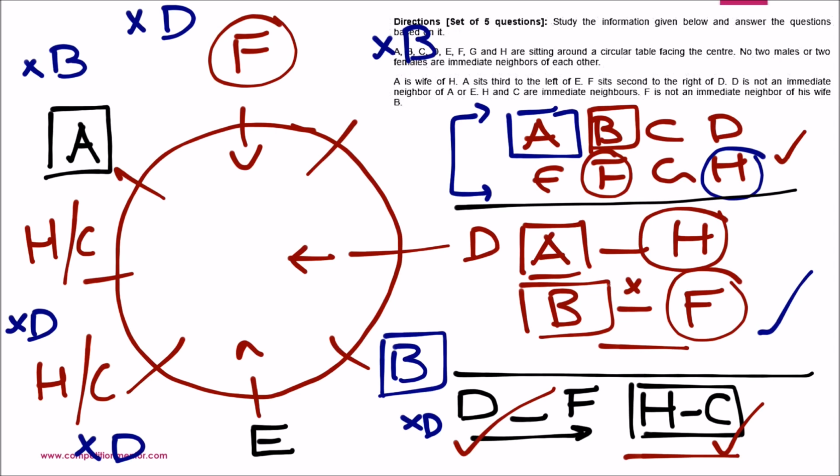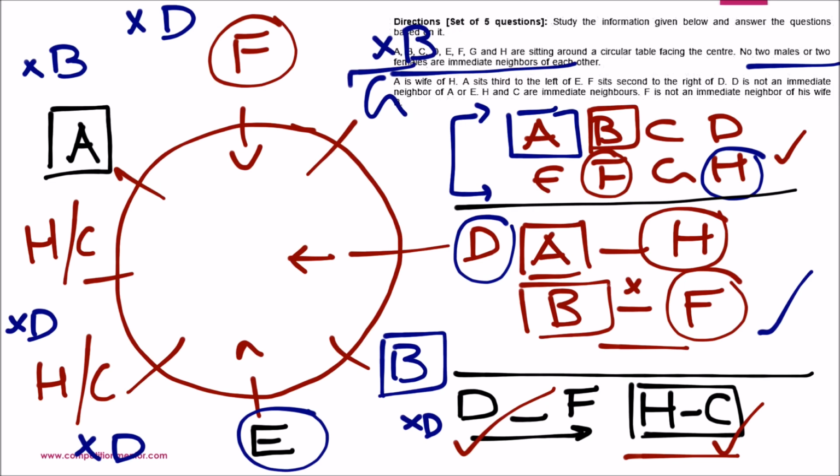Mostly we can see no 2 males or no 2 females are immediate neighbors of each other, right? So this can help us solve a lot of things. So how can it help us solve a lot of things? Let's see. Because B is female here, this will become D, because D cannot be female. Otherwise the rule of this one will get hampered, and this also will become male. Now as you can see, all other places are occupied. The only thing which is not occupied is G, right? So G is only left here, and that becomes a female. So we'll put G female.